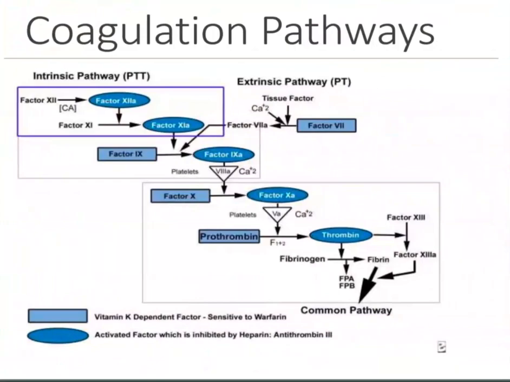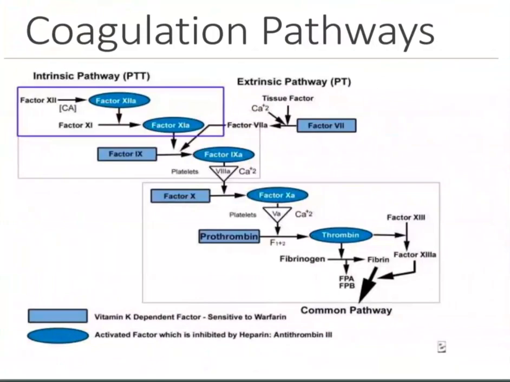Now, the extrinsic pathway starts with factor 7 and goes into the common pathway. Okay, so when it comes from factor 7 and goes to the common pathway, the same process occurs, forming a stable clot.